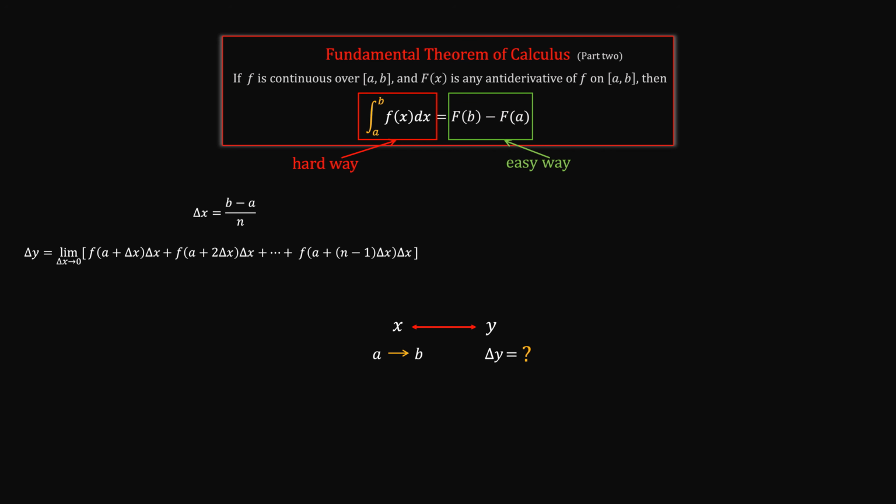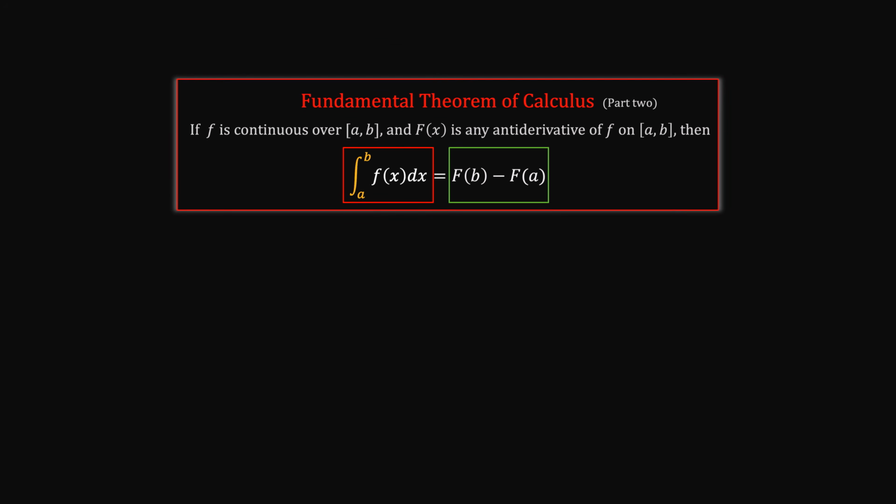The easy way is saying, hold off doing the arithmetic. You know how y changes with x. You can use that to find out the relationship between x and y. This relationship can tell us what y is given x. When x is a, y is f(a). When x is b, y is f(b). So how much y changes? Subtract the two. So part 2 of the theorem is saying that whether you aggregate little by little or subtract the two end values, you will get the same answer.